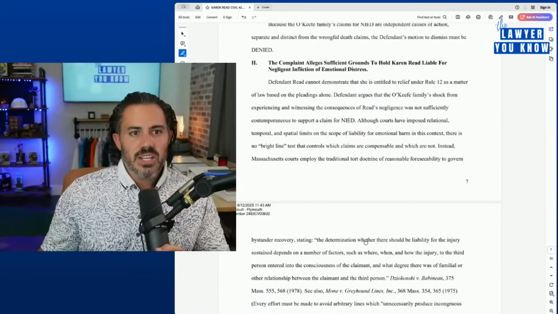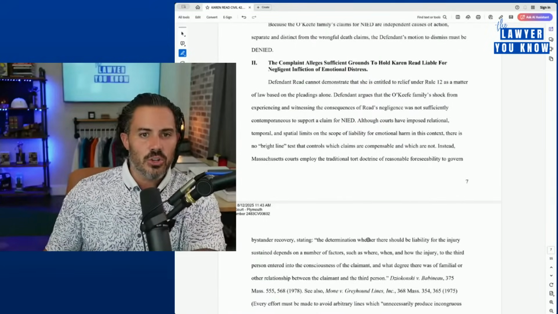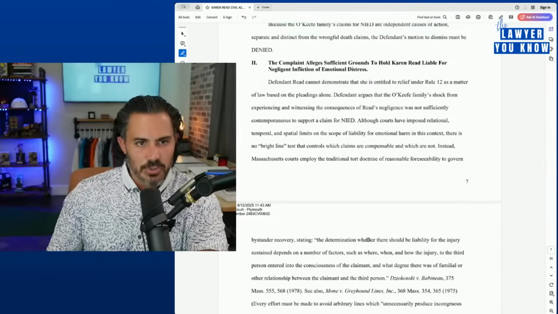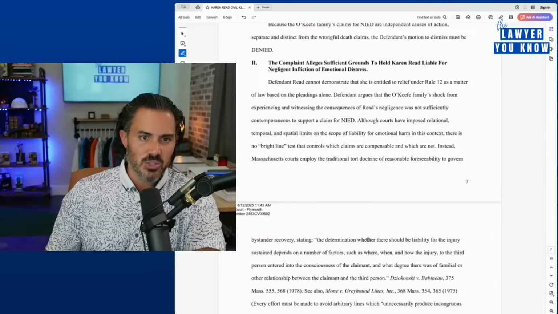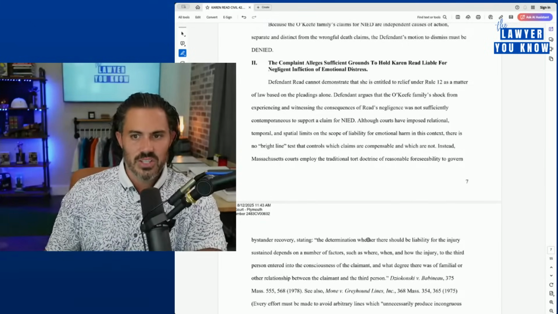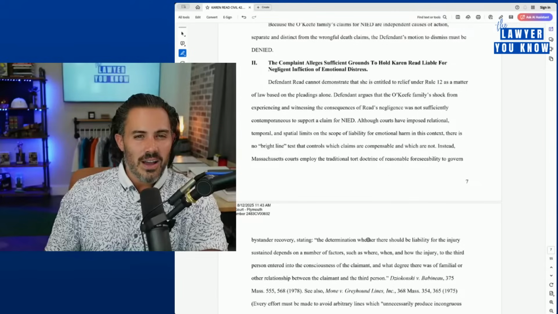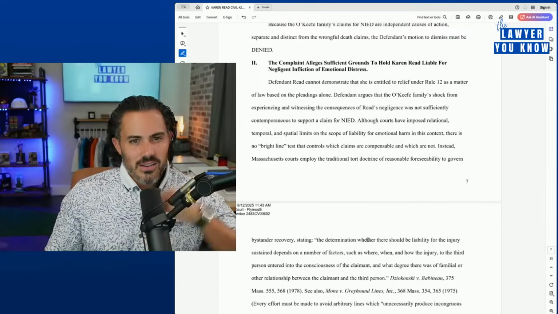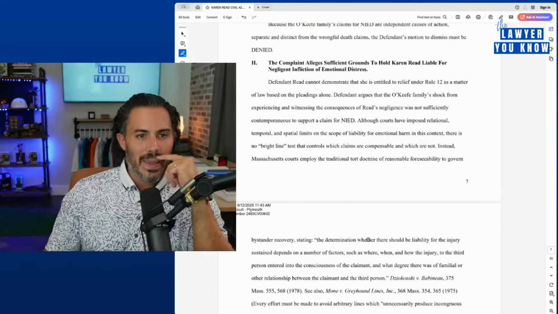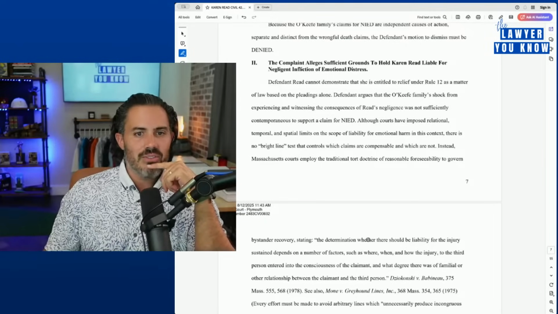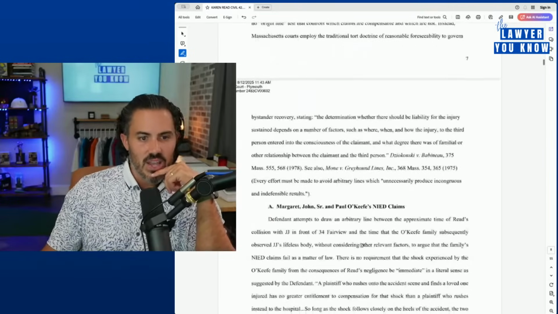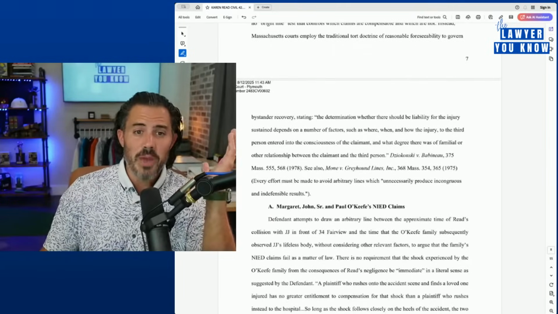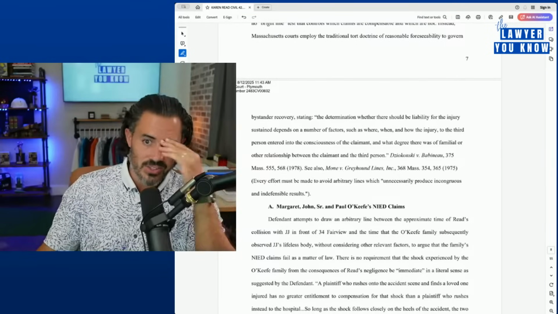All right. Defendant Reed cannot demonstrate that she is entitled to relief under Rule 12 as a matter of law based on the pleadings alone. Defendant argues that the O'Keefe family's shock from experiencing and witnessing the consequences of Reed's negligence was not sufficiently contemporaneous to support a claim for NEID. Although courts have imposed relational, temporal, and spatial limits on the scope of liability for emotional harm in this context, there's no bright line test. So basically they say, respectfully, we disagree with your analysis and argument.